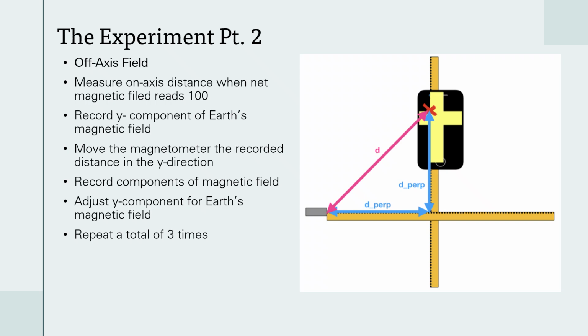Part 2 of the experiment, we measured the off-axis field. So we measured the on-axis distance when the net magnetic field read 100, and then we recorded the y component of the Earth's magnetic field and moved the magnetometer the recorded distance in the y direction. We recorded the components of the magnetic field there and then adjusted the y component for Earth's magnetic field using the field that we observed on the on-axis field. And then we repeated that a total of 3 times and took an average again.